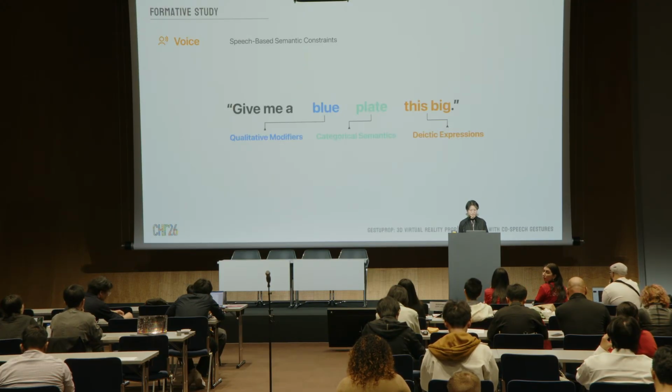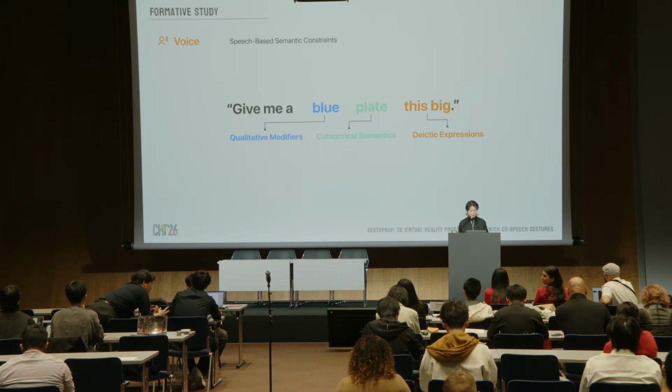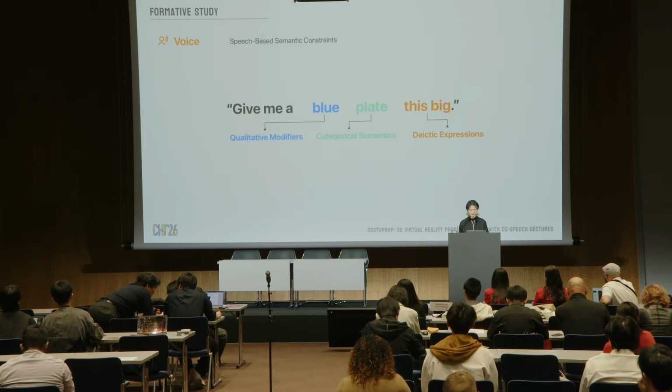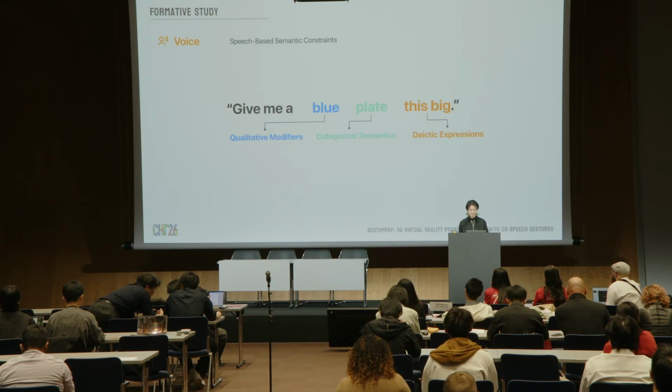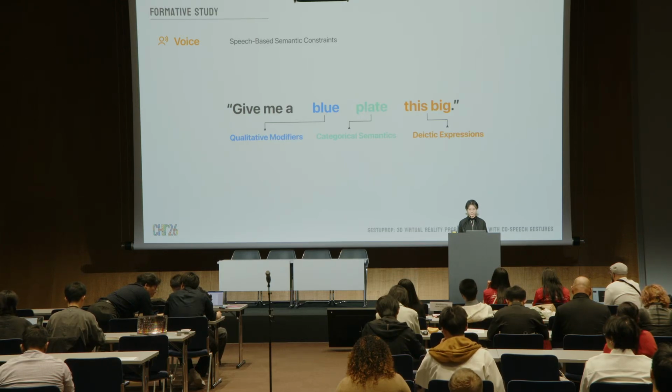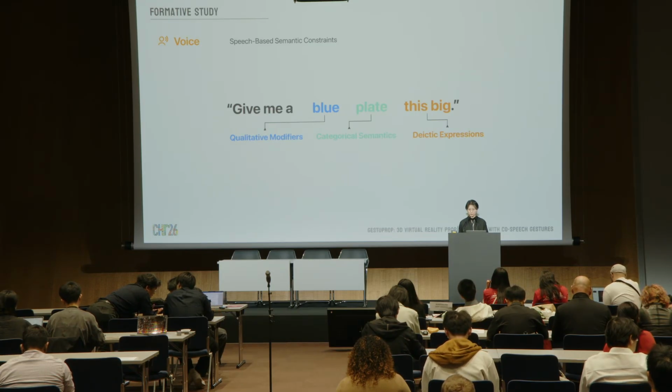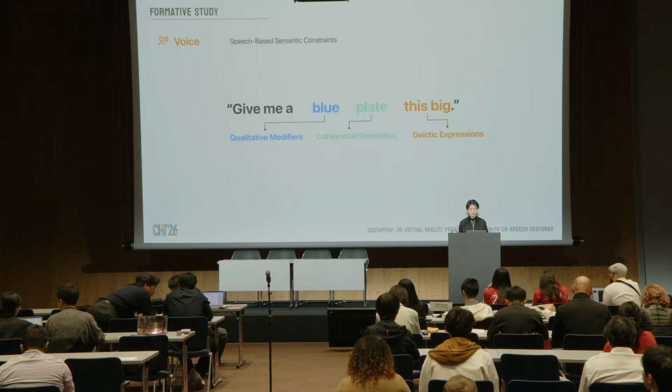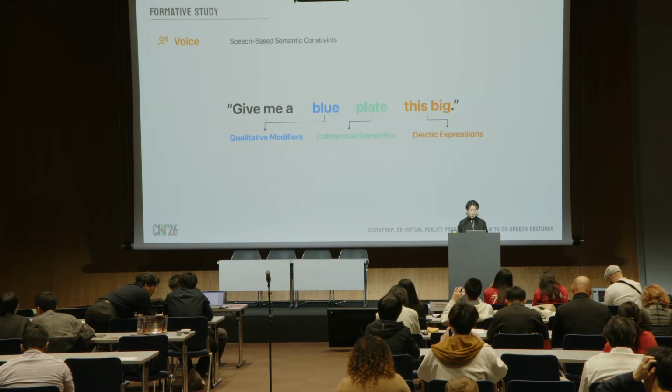While gesture expresses spatial structure, speech provides semantic information. We found that users' language is highly consistent and typically included 3 components. Categorical semantics shows what the object is. Qualitative modifiers express what it looks like. And deictic expressions show how it relates to the gesture.